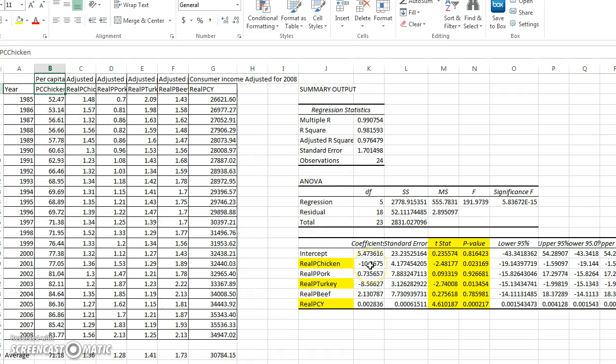On the right-hand side, the first variable we have is the real price of chicken, and we found a significant negative impact of the real price of chicken on the demand of chicken. So again, we figured out a negative sloping demand curve. When the real price of chicken goes up, the per capita consumption of chicken would go down. That's what this negative sign means.